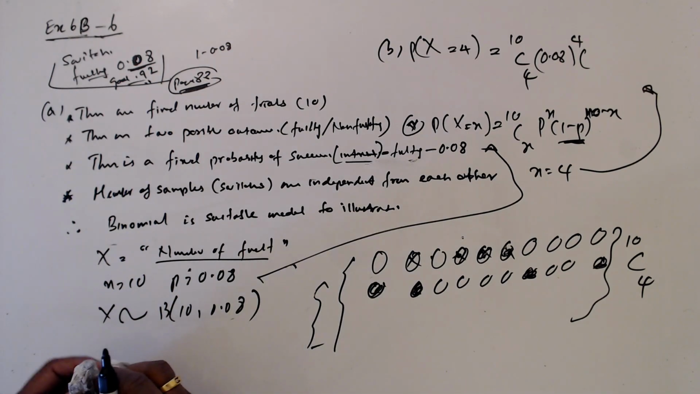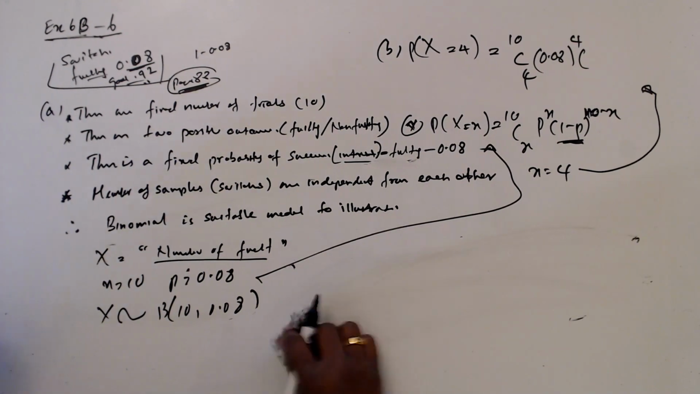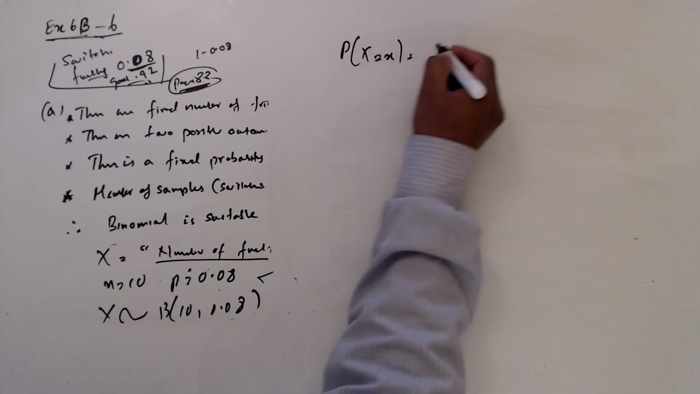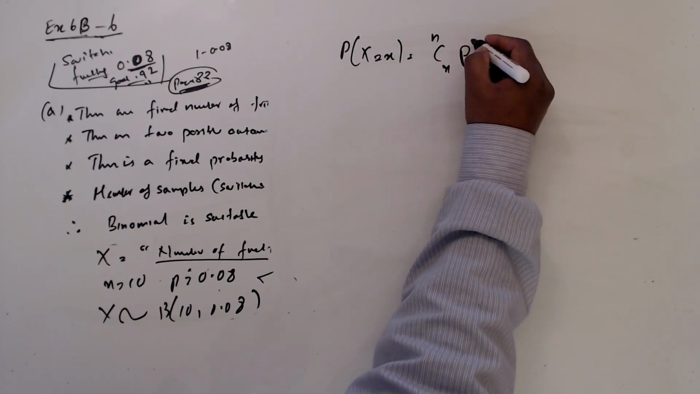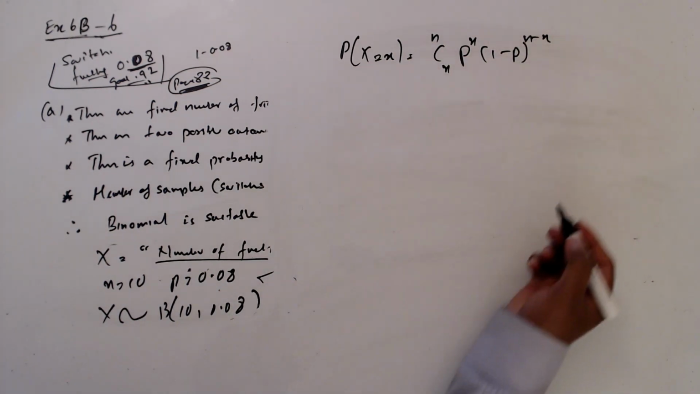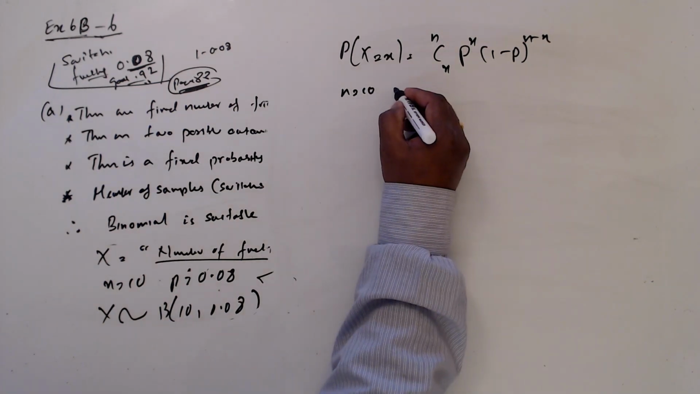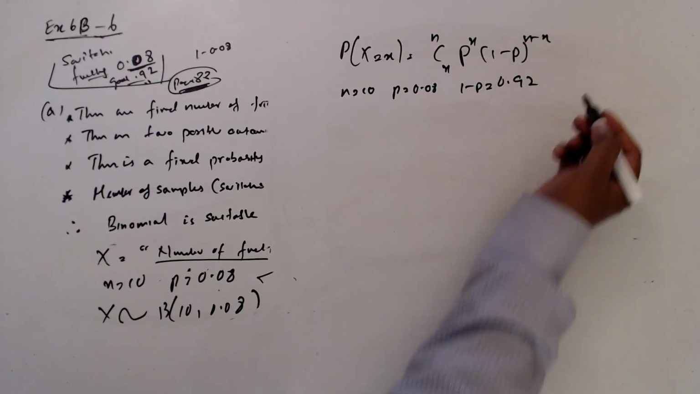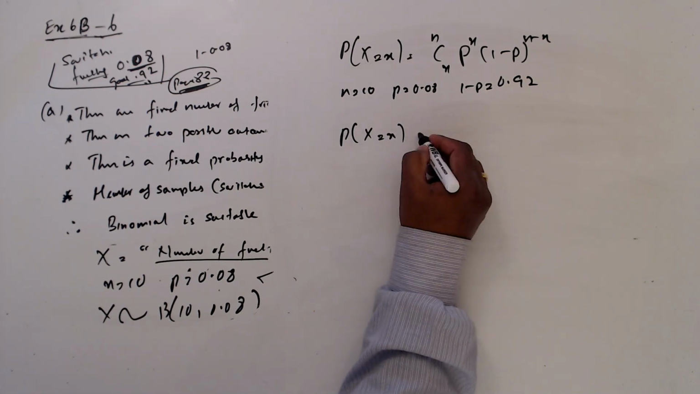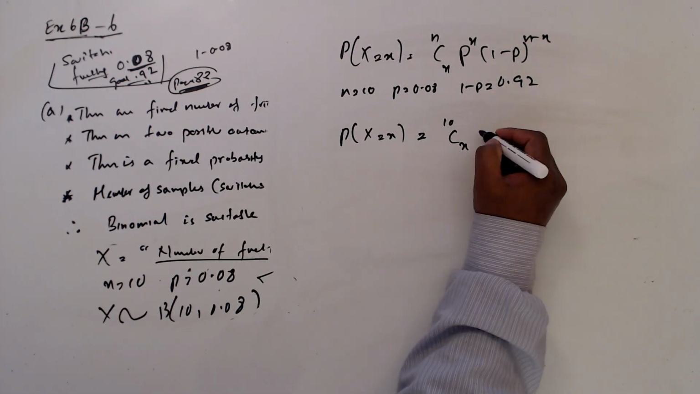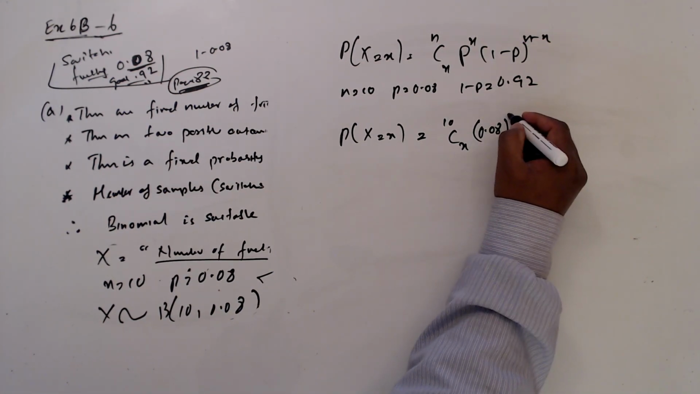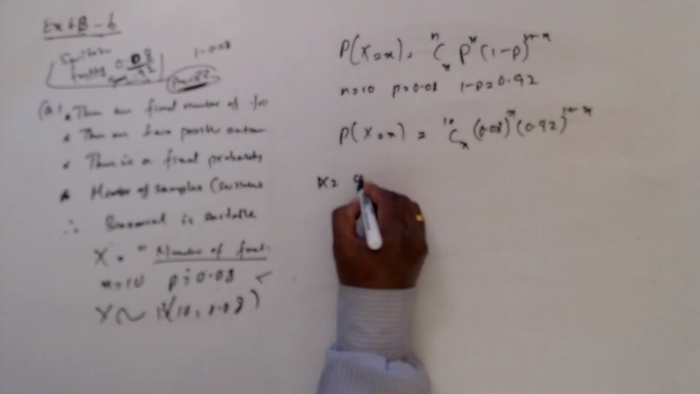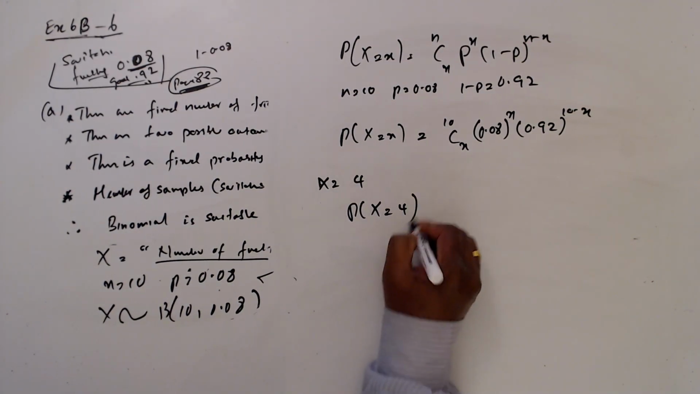I think it's better to write in a proper form. Proper working is very important. So the probability of X equal x is nCx p^x (1-p)^(n-x). When n equals 10, p equals 0.08, and 1 minus p is 0.92, then P(X=x) is 10Cx times 0.08^x times 0.92^(10-x).